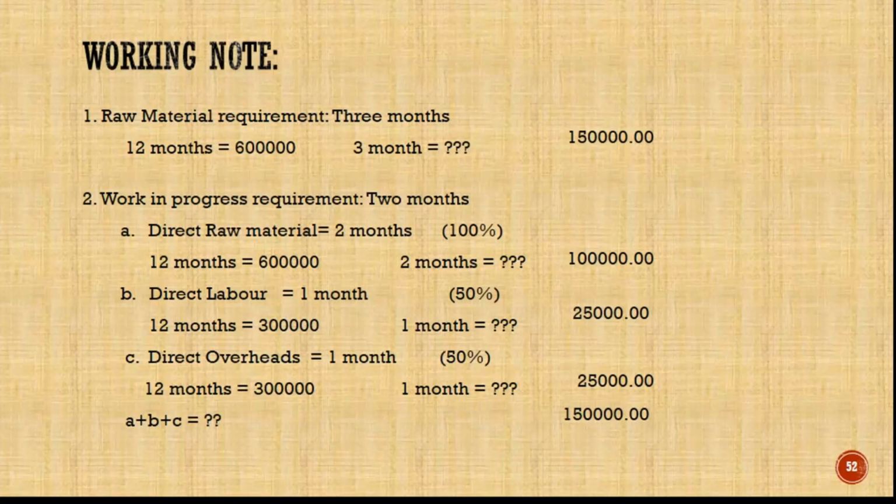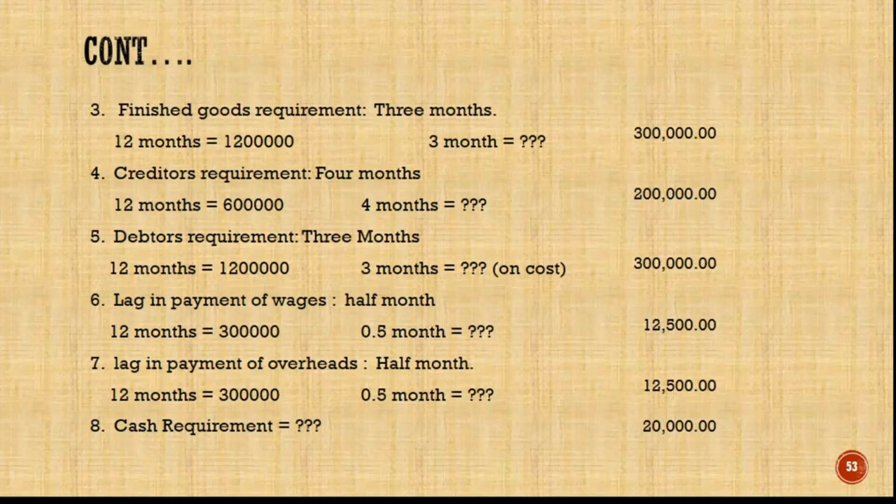So now moving ahead, these are the calculations concerned with other current asset and current liability components. So you can see here finished good requirement 3 months. So for 12 months, we know the base, that is total cost. The amount is 12 lakh. So for 3 months it is 3 lakh. Next is creditors requirement 4 months. So for 12 months it is 6 lakh. So how much for 4 months? It is 2 lakh.